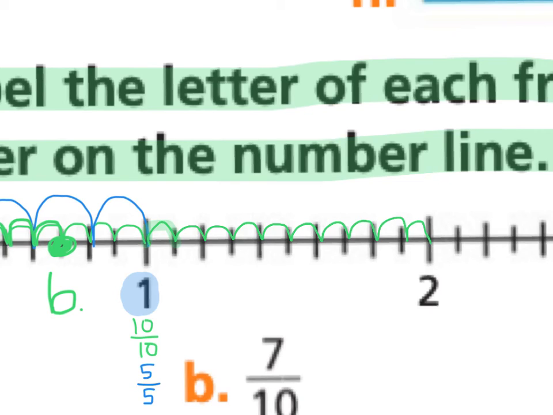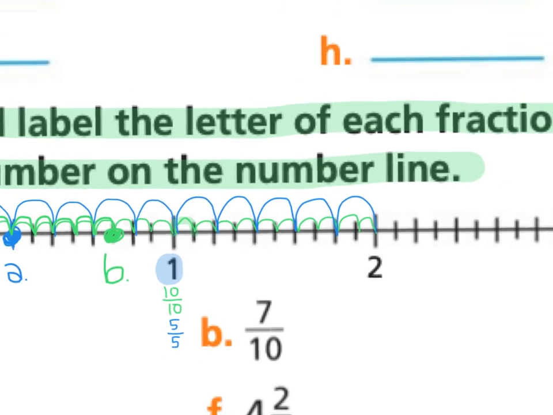Using my blue, I'm going to skip every other one. 1, 2, 3, 4, 5. Have you guys noticed that 5 and 10 are multiples? 5 goes into 10. In fact, 5 times 2 is 10, which is why we're able to split our tenths every 2. Let's go back to our problem.